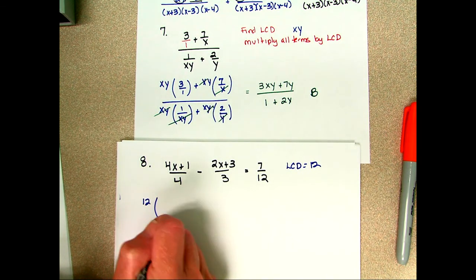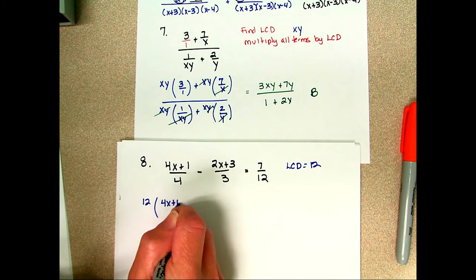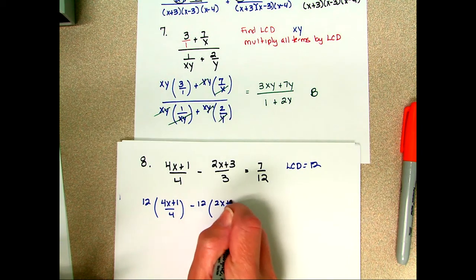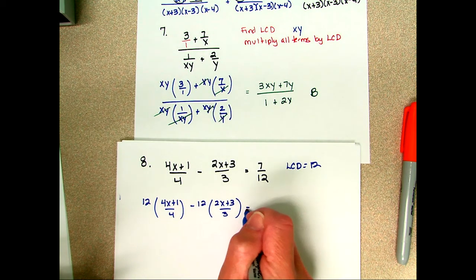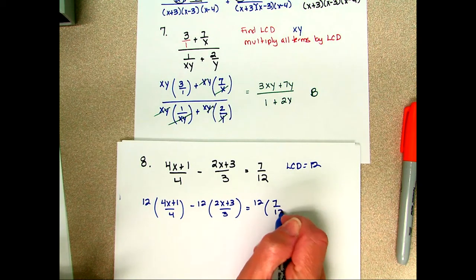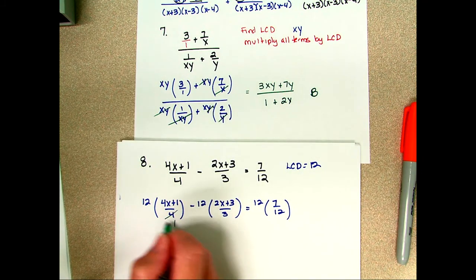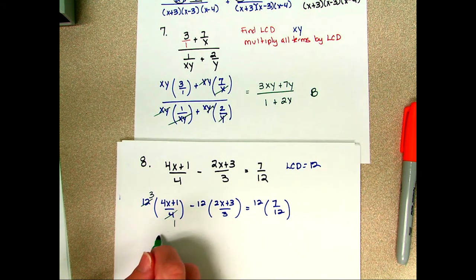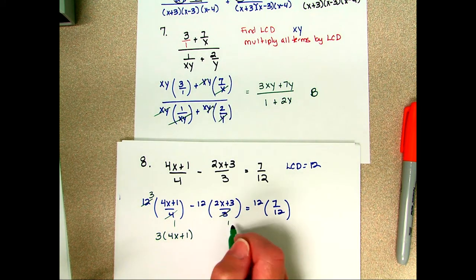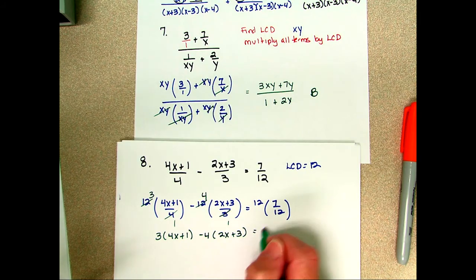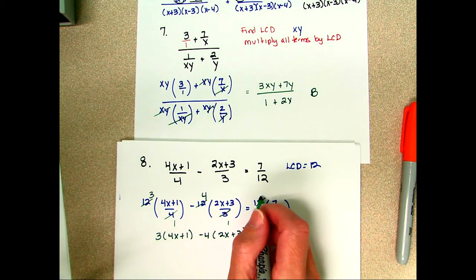So we multiply 12 times 4x plus 1 over 4 minus 12 times 2x plus 3 over 3 equals 12 times 7 over 12. 4 goes into 4 one time, goes into 12 three times. We have 3 times 4x plus 1. 3 into 3 once, 3 into 12 4 times. We have a negative 4 times 2x plus 3 equals 12 into 12 once and 12 into 12 once equals 7.